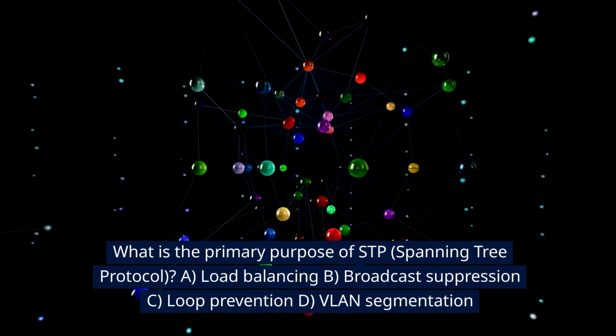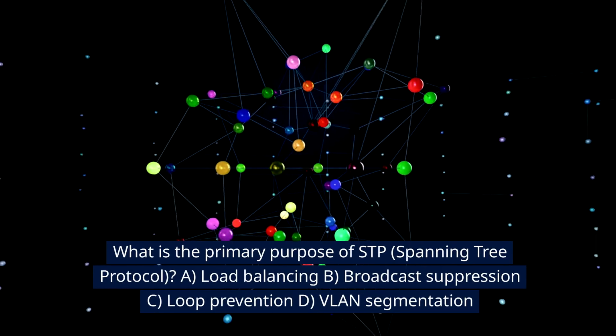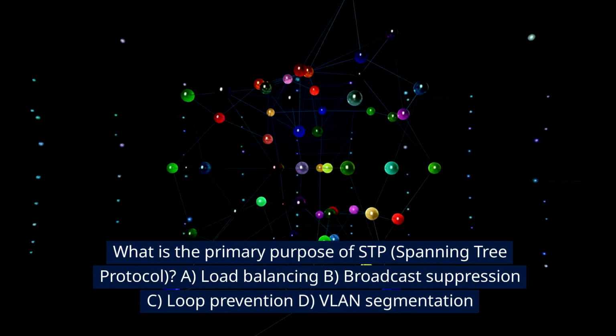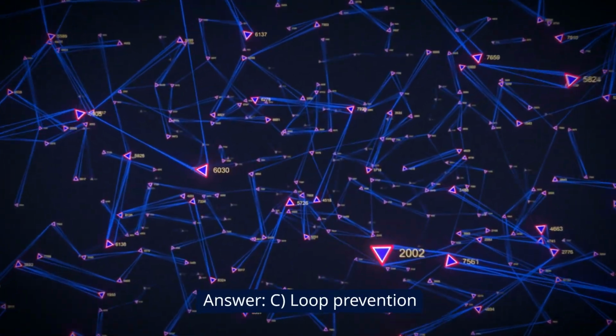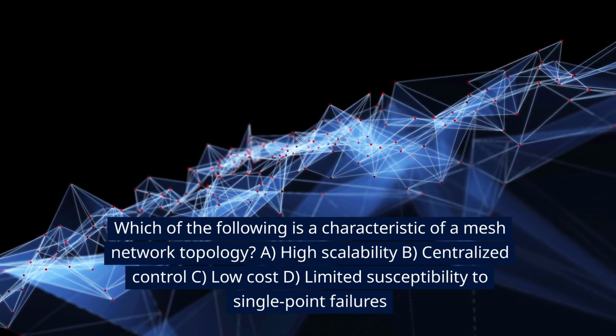What is the primary purpose of STP, Spanning Tree Protocol? A. Load balancing. B. Broadcast suppression. C. Loop prevention. D. VLAN segmentation. Answer: C. Loop prevention. Which of the following is a characteristic of a mesh network topology?